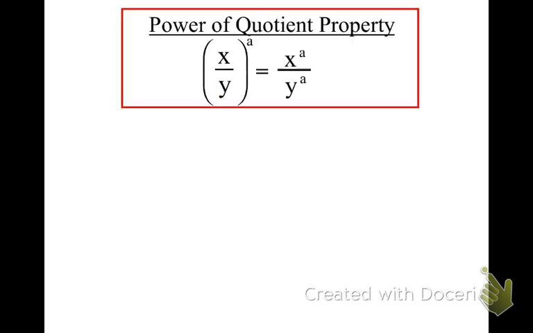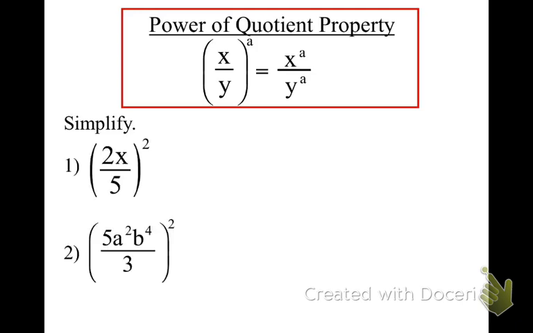Okay, let's go on to our next piece, which is power to a quotient. Okay, remember, outside, inside, we're still multiplying exponents. So let's look at the first one. It's 2 squared x. So that means we're doing 2 is squared and x is squared and 5 is squared. So 2 squared is 4, x squared, and 5 is 25. 4x squared over 25.